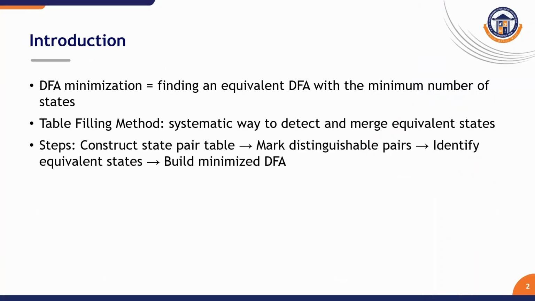So first one is the introduction part. DFA minimization is the process of finding an equivalent DFA with the smallest possible number of states. One of the most systematic ways to do this is the table filling method. The steps include constructing a state pair table, marking distinguishable pairs, identifying equivalent states, and finally building the minimized DFA.